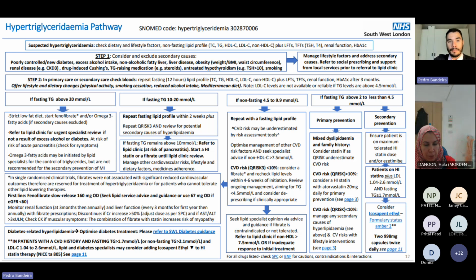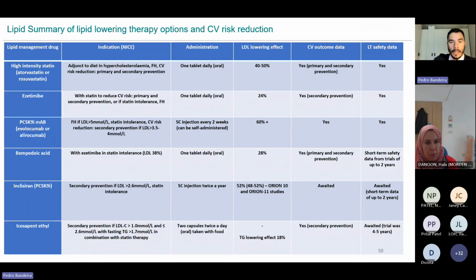But ideally, those patients with high triglycerides can be managed in primary care, apart from patients with severe high triglycerides. Those patients should be referred to lipid clinic urgently, as they are at risk of acute pancreatitis. This is another slide to summarize what we've talked about. Many different lipid-lowering therapies are available for cardiovascular risk reduction and lipid optimization.